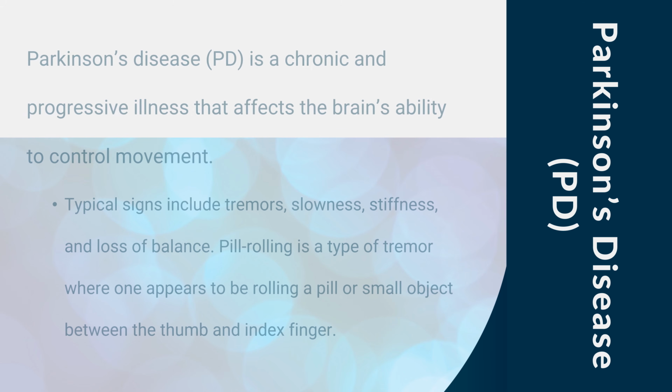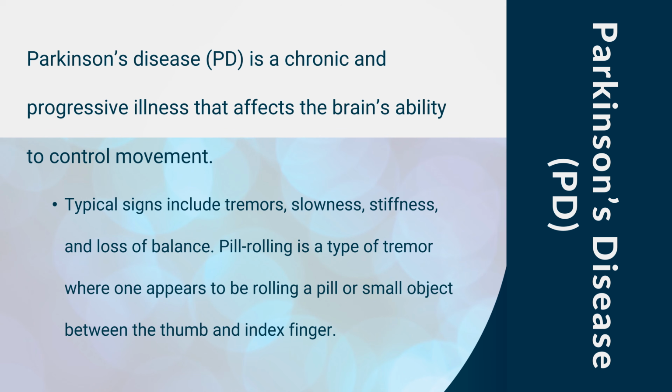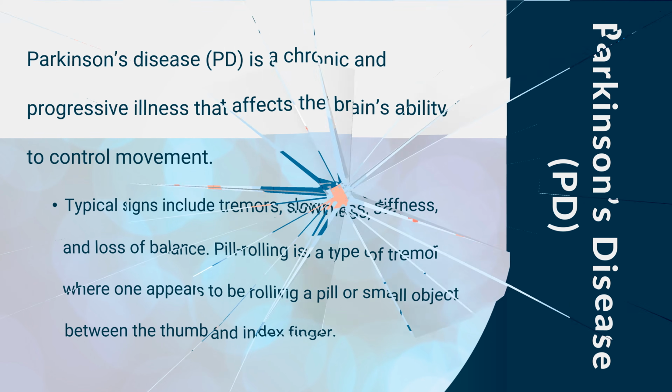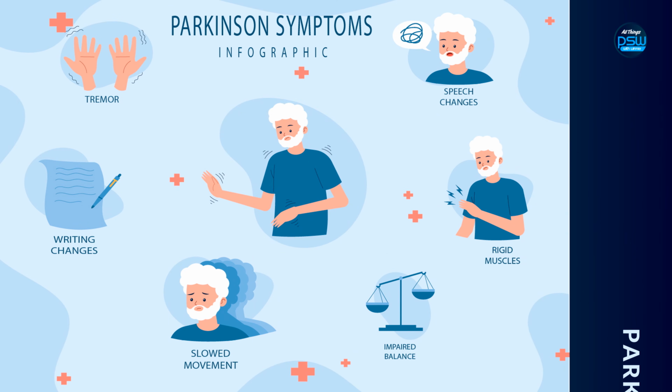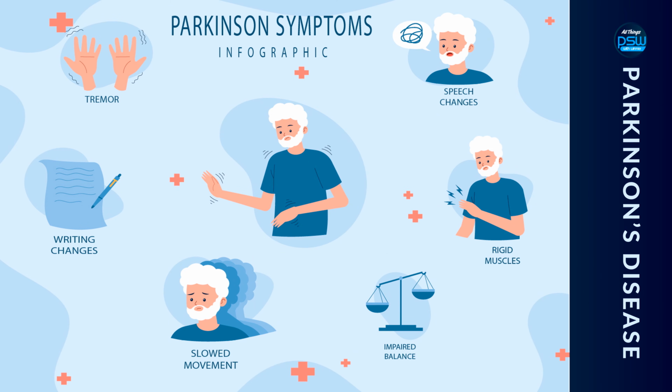So Parkinson's disease is a chronic and progressive illness that affects the brain's ability to control movement. This is where we start to see the tremors, the slowness, the stiffness, the loss of balance, and we also saw pill rolling. I have all of this information in another video. If you check out the cognitive one, you will see it in greater detail. But I just wanted you to understand that this does come up in the exam a lot.